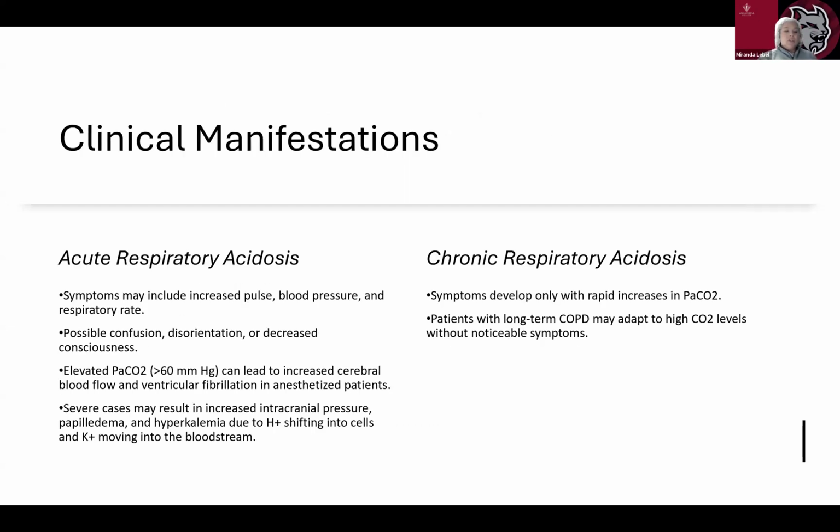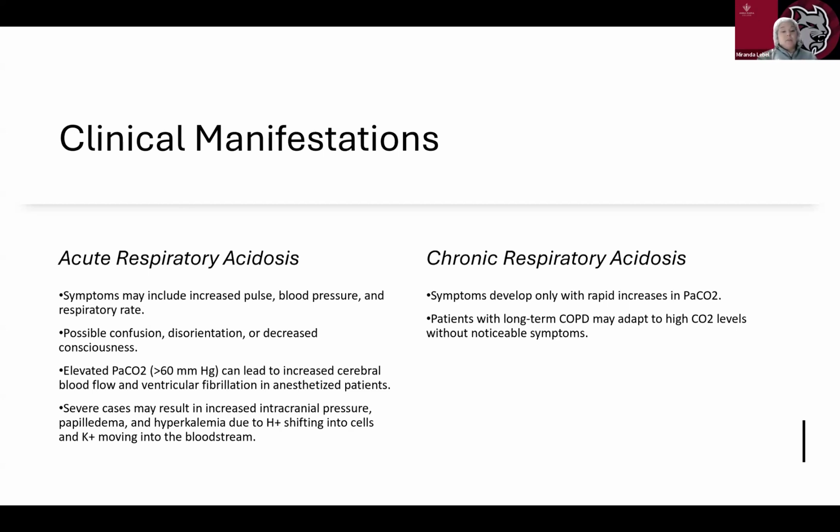So for clinical manifestations, we have acute respiratory acidosis. We're going to have an increased pulse, increased blood pressure, and increased respiratory rate, where the patient's going to have possible confusion, disorientation, decreased consciousness. We're going to have an elevated PaCO2, which can lead to increased cerebral blood flow and ventricular fibrillation in anesthetized patients. And severe cases may result in increased intracranial pressure, papilledema, and hyperkalemia due to that hydrogen shifting into the cells and potassium moving into the bloodstream.